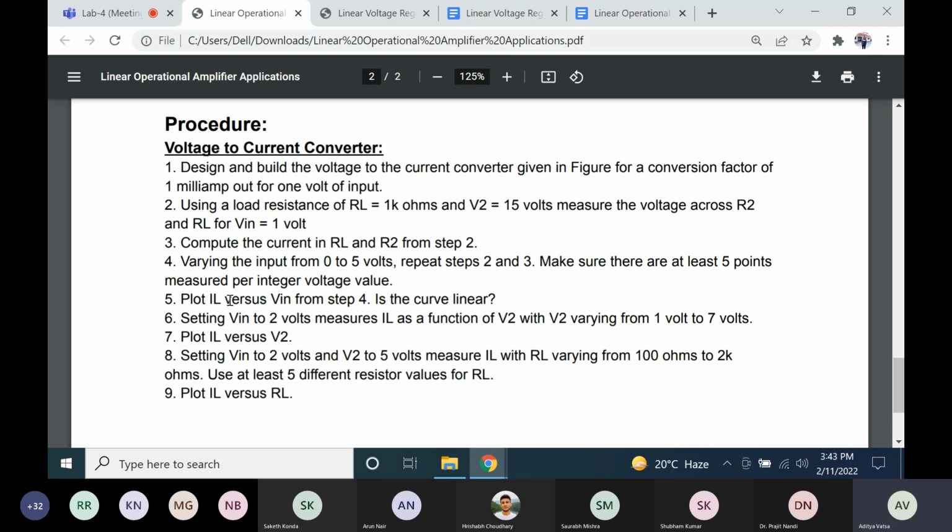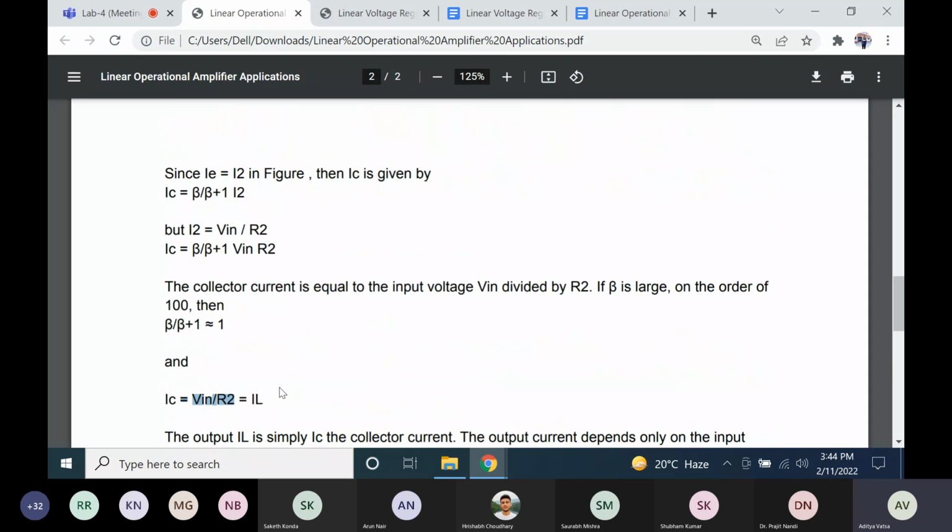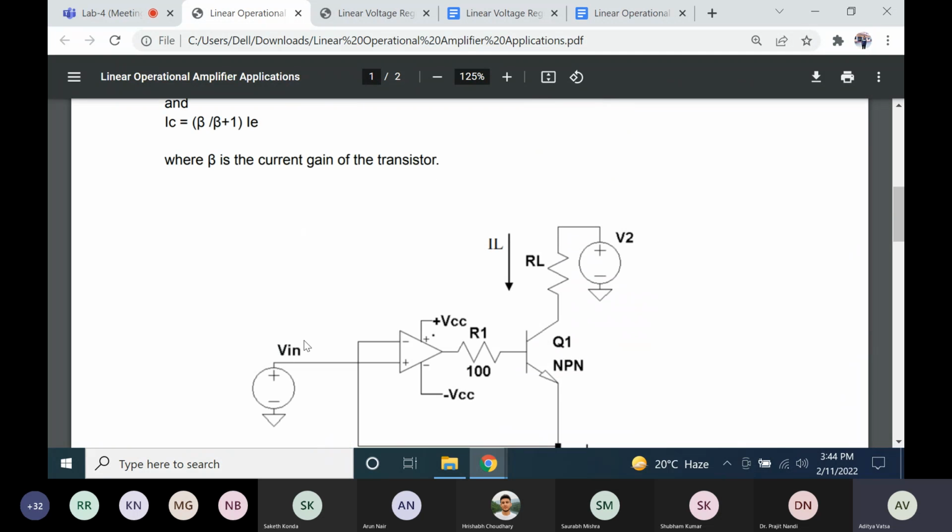Plot IL versus V in. Setting V in to 2 volt, measure IL. So these steps are very simple, you can read and do. So this is our first part. So does anyone want to ask anything?